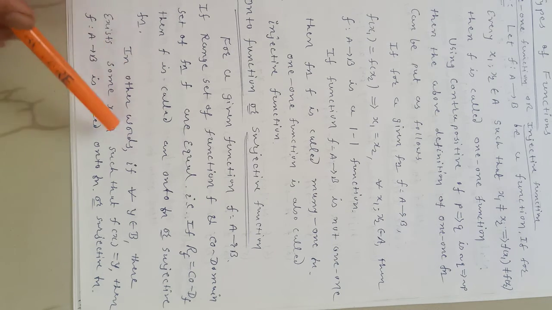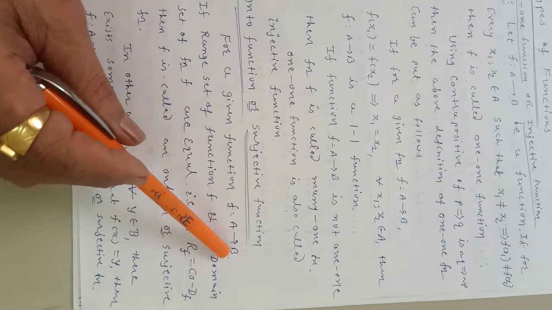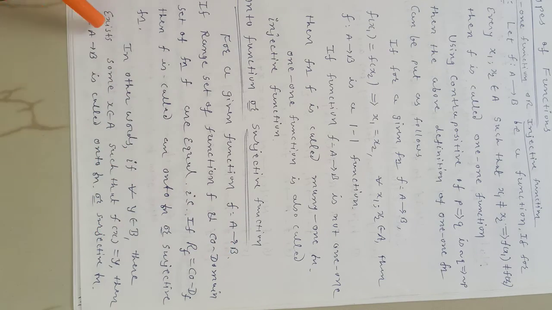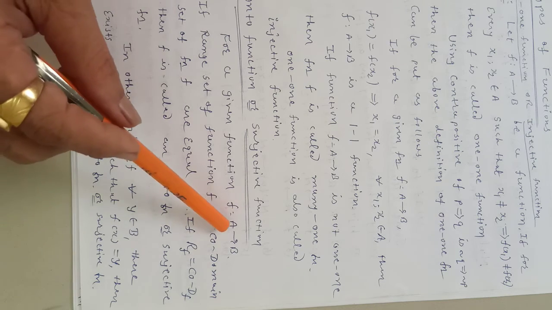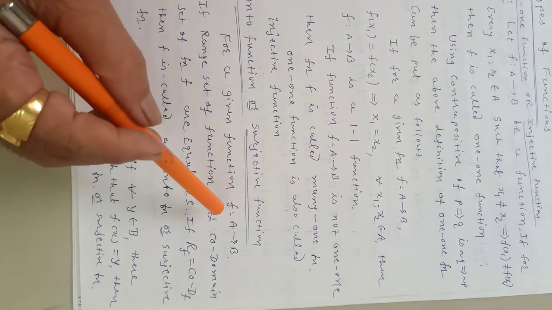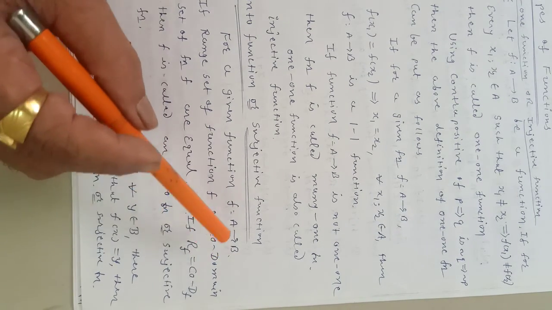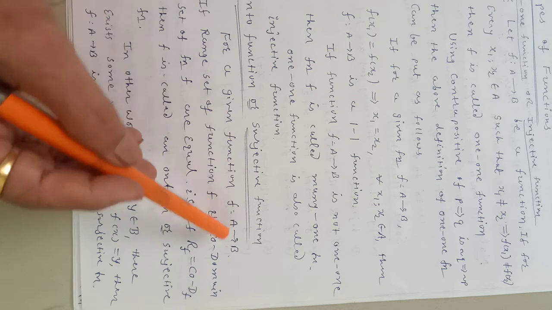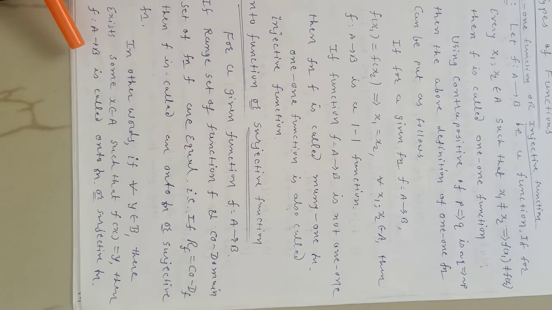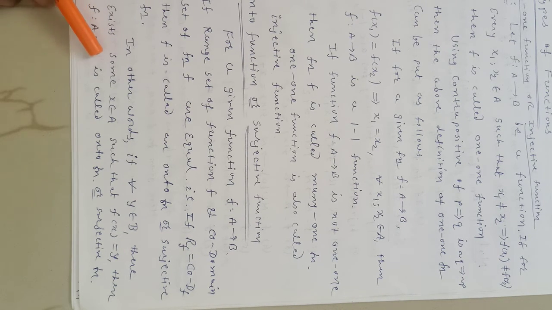In other words, if for every y member of B, that is from this set B, there exists some x member of A such that f of x equals y, meaning x is related to y under f. If for all y you find some x such that f(x) equals y, only then we say f is onto. So remember, this definition is useful to prove a function onto.